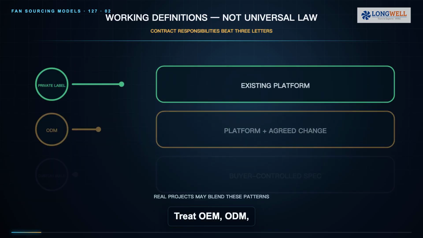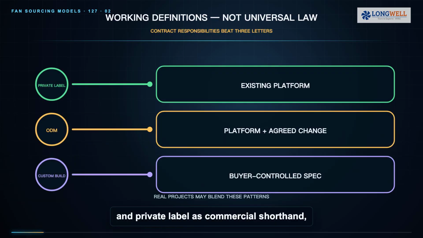Treat OEM, ODM, and private label as commercial shorthand, not universal legal definitions. In this video, private label means an existing supplier platform sold under the buyer's brand. ODM means a supplier platform adapted through agreed engineering. OEM-style custom build means the factory manufactures against a buyer-controlled specification. Real contracts often blend these patterns, so define the work instead of arguing over 3 letters.